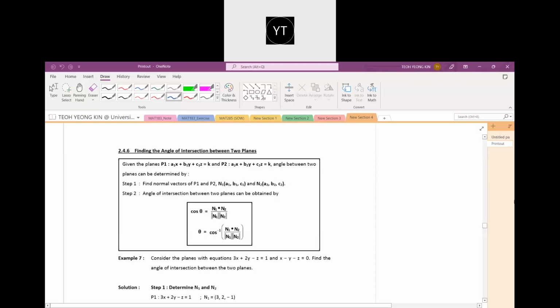So let's look at example 7. If you look at this example 7, consider the planes with the equations 3x plus 2y minus z equals 1, and x minus y minus z equals 0. So this is the equation of the planes. Here we have two equations. This is our P1, this is our P2. Find the angle of intersection between the two planes.